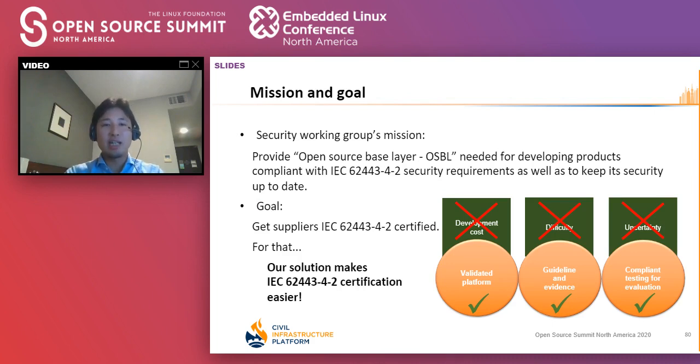This working group's mission is to provide open source base layer needed for developing products compliant with IEC 62443-4-2 security requirements, as well as to keep its security up to date. We want more suppliers to take advantage of our solutions and get IEC 62443-4-2 certification to make industry more secure with CIP. For that, we are considering to create a platform such as kernel and package software to be compliant for certification, a guideline that shows how users can develop compliant applications using our platform, and a testing environment to be compliant for certification.